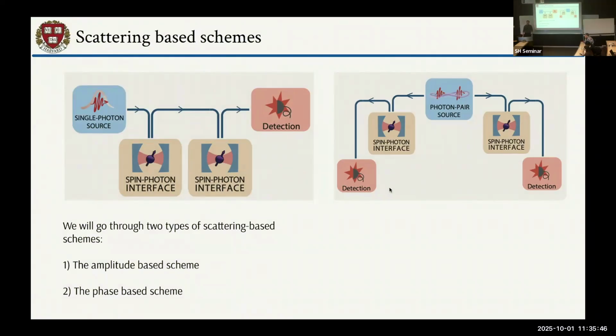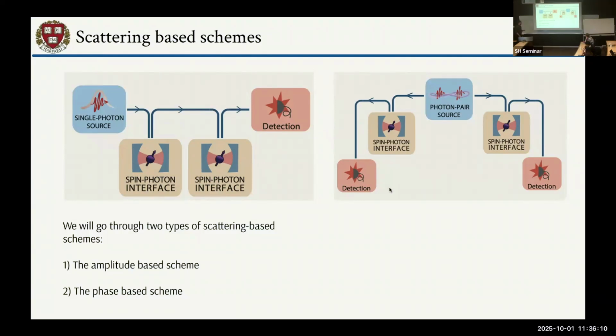We'll look at the amplitude-based scheme, where the main thing is that whether your light gets reflected or not depends on the spin state of your system inside that cavity. We're also going to look into the phase-based schemes, where the light always gets reflected, but whether it picks up a phase or not depends on your spin state.